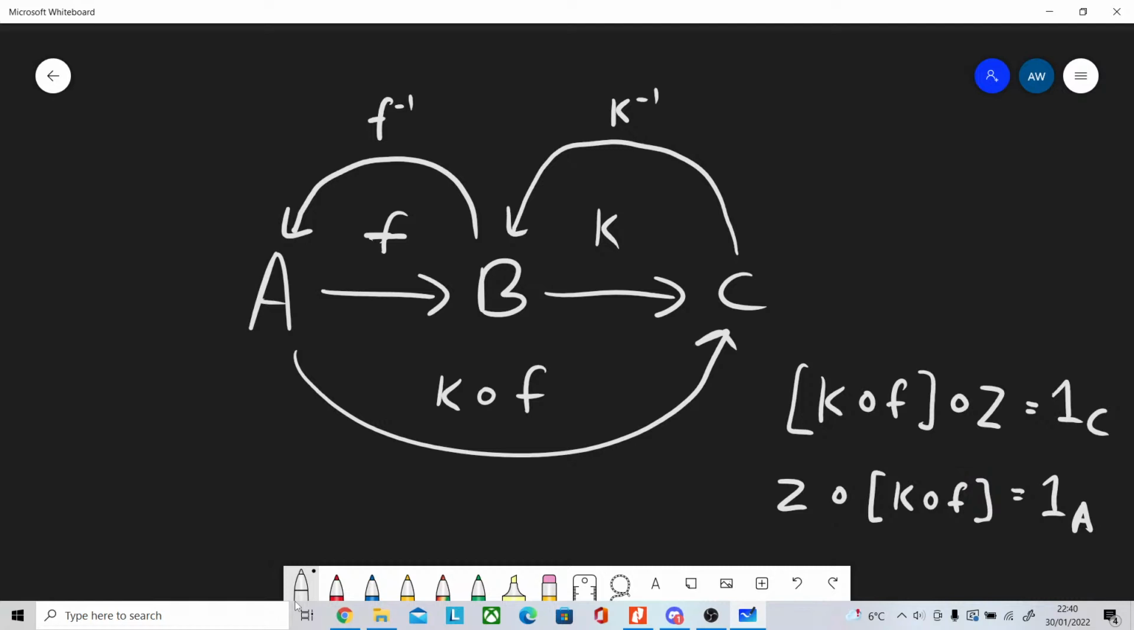So let's do that. How do we compose this? Well, we do C to B first, so we do K inverse. And then it's from right to left. Remember, right to left. So it's this. This is a mapping from C to A. And let's see how this works out.